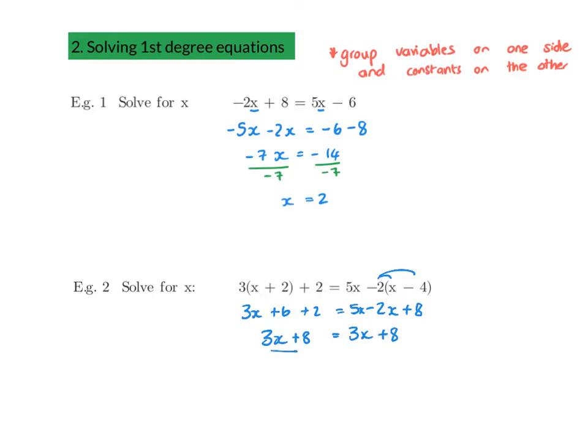Now, can you see the left and the right give me identical values? So this is what we call an identity. Any value that I put in for x will make the equation true. So I say my solution is x is an element of the real numbers.